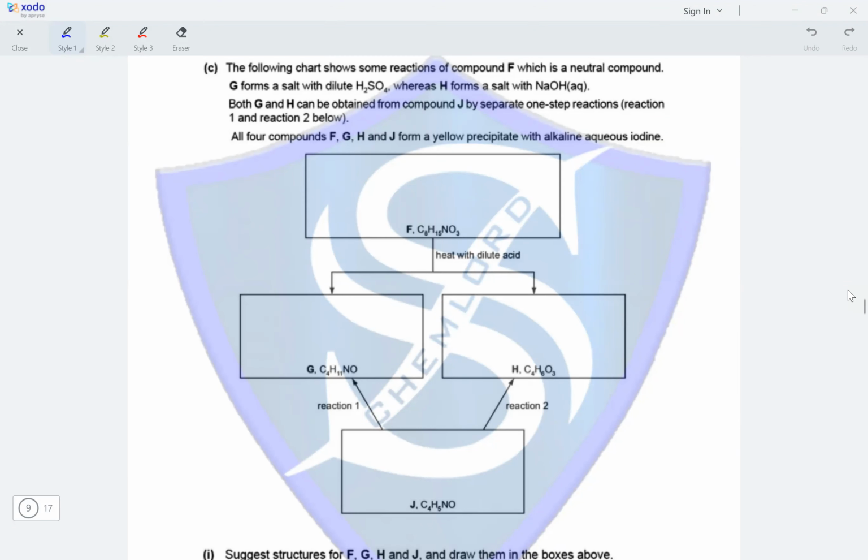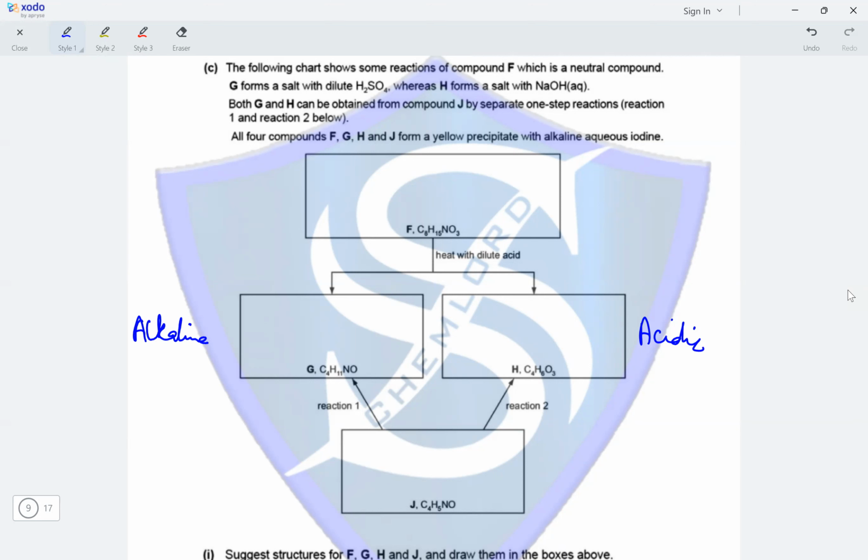The following chart shows some reactions of compound F, which is a neutral compound. G forms a salt with dilute H2SO4. That means G is alkaline, whereas H forms a salt with NaOH. That means H is acidic. Both G and H can be obtained from compound J by separate one-step reactions, reaction 1 and reaction 2 below. All four compounds F, G, H, and J form a yellow precipitate with alkaline aqueous iodine.